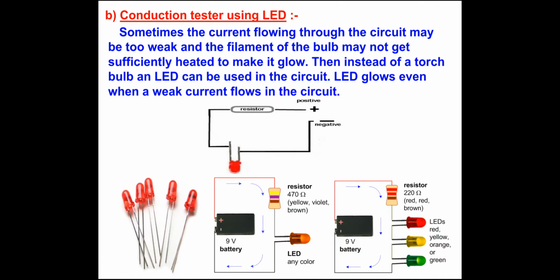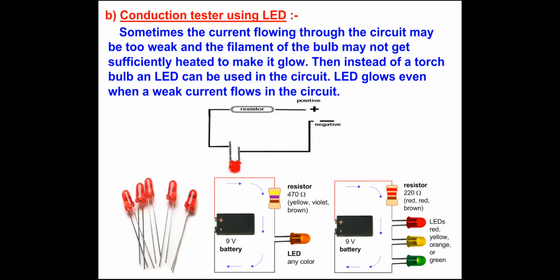Now see here, sometimes the current flowing through the circuit may be too weak, as I said. If the current is flowing in the circuit but it is too weak, the torch bulb will not glow. Instead we can take this LED bulb, and this LED bulb has a speciality. If we use it instead of the torch bulb, it glows even when a weak current flows in the circuit. If there is less current, the bulb can still glow. Which bulb? This LED bulb.